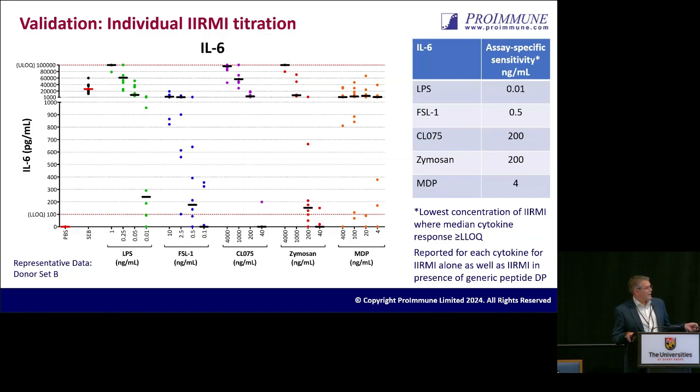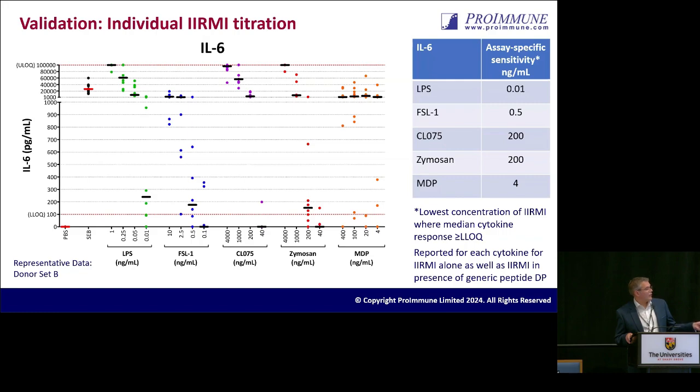The other thing to point out is this lower limit of quantification here, the 100. For every report that we do, we generate an assay-specific sensitivity level, which is defined as the lowest concentration of ERMI where the median cytokine response is greater than the lower limit of quantification.